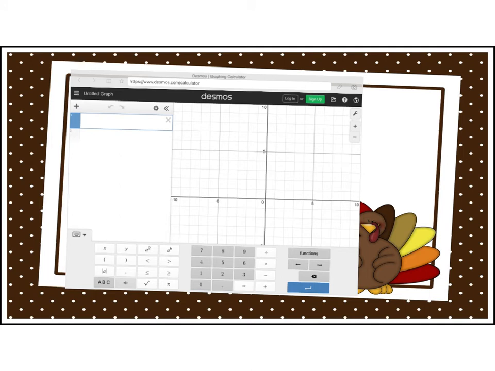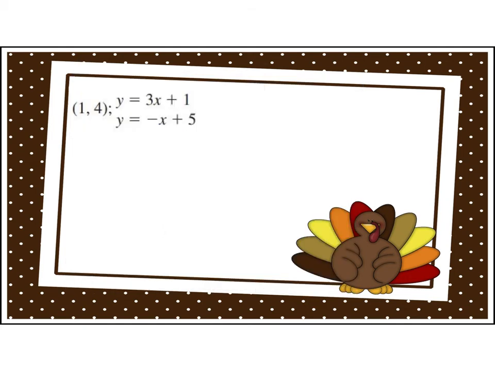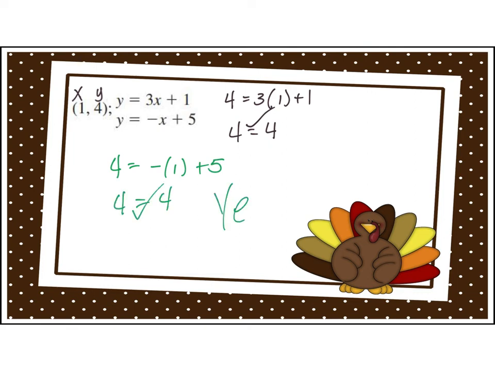I could have graphed it, but I'm going to save us time. Let's check this last one here. Of course, we have x and y. When I substitute, I have 4 equals 3 times 1 plus 1. So 4 equals 4. That one works. When I do the second equation, we have 4 equals -1 plus 5. So 4 equals 4. So in this case, this one is a yes.